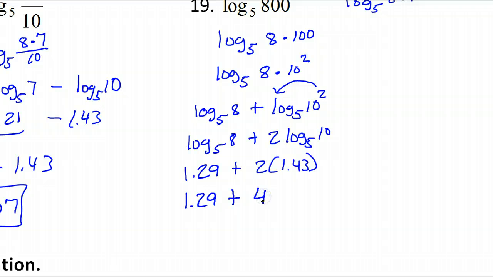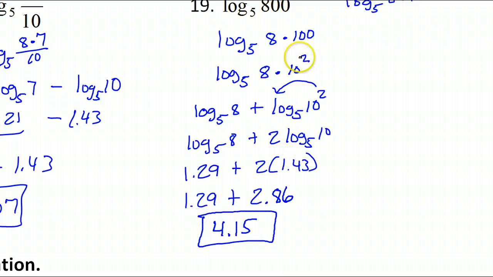Alright, so that's 4.86. No, I lied. What I mean is that is 2.86. Alright, you add those together, and that's 4.15. Alright, so there's your number 19.